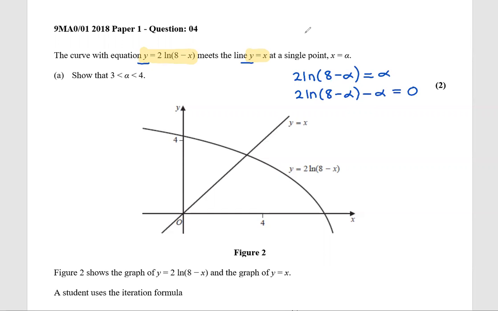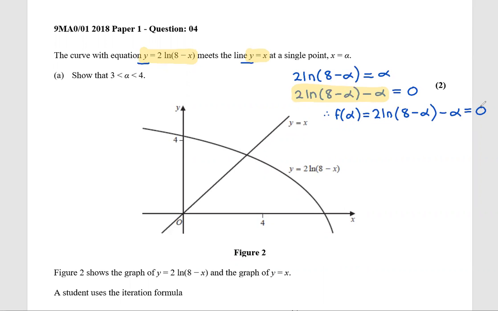What I can then do is take this left-hand side and call it f alpha, as in a function of alpha. So therefore, if we have f of alpha is equal to 2ln of 8 subtract alpha, again, we know that that's going to equal 0. In other words, alpha is the root of that function.